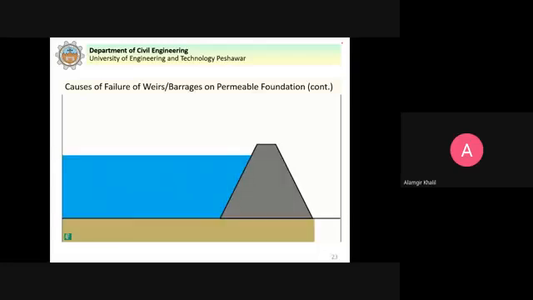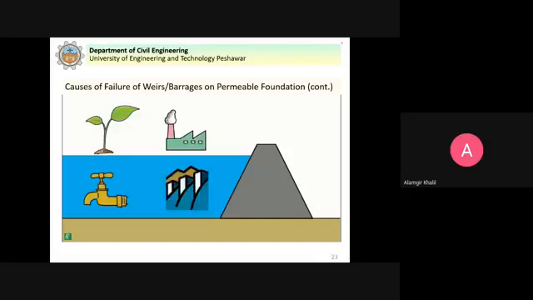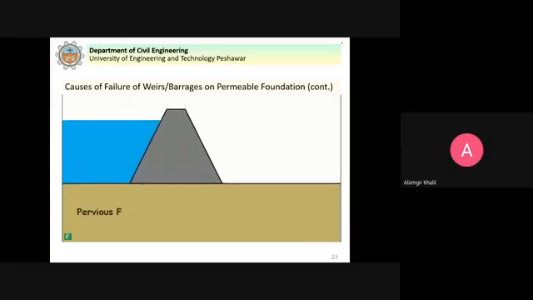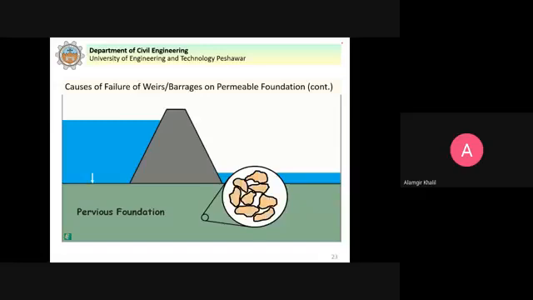So you see that we construct barriers and dams for different purposes: water use for agriculture, domestic water supply, industries, hydropower generation. So we have a pervious foundation. You see high head to low head. So you see water will move. This is known as seepage.